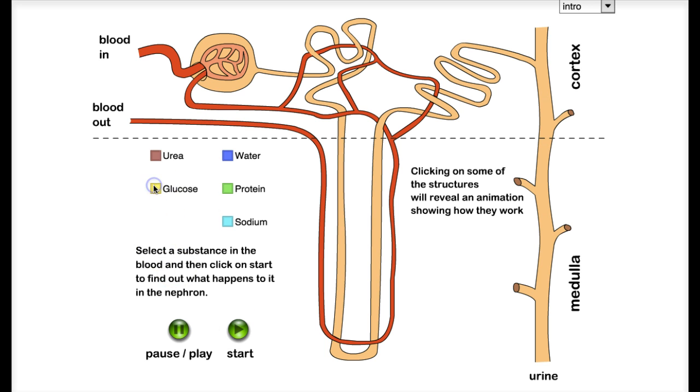Okay, the next molecule we're going to look at is protein, and watch what goes on with the protein. Protein there in the blood, represented by green, never entered the filtrate. It stayed in the blood the whole time. The reason why the protein never leaves the blood is because protein is too large to be absorbed into the filtrate.